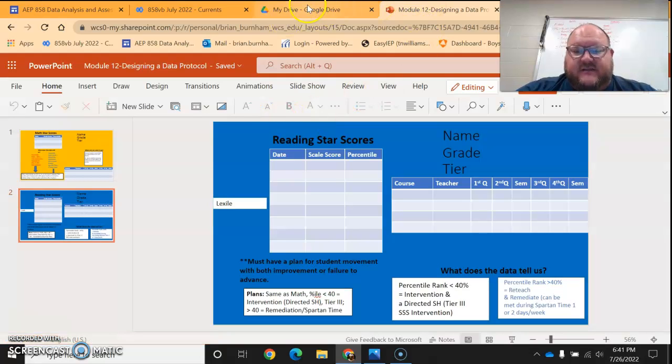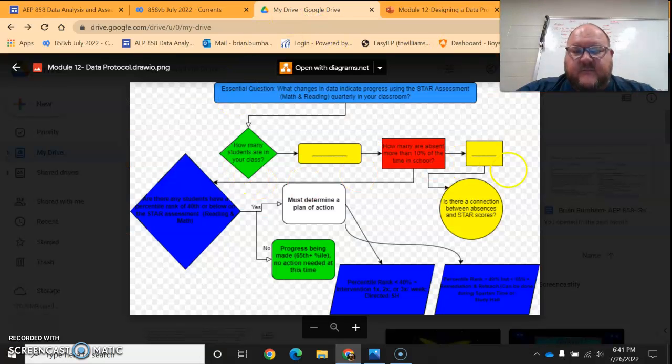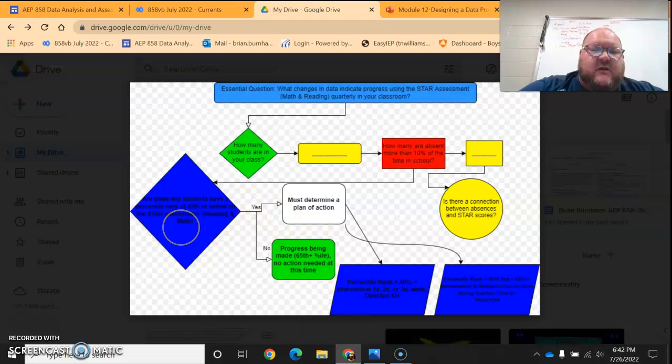And then let me show you this. It's the same information, but I kind of organized it the way everybody else did. This is my last attempt. What changes in data indicate progress using the STAR assessment? Well, how many students are in the class? How many students are absent more than 10% of the time that they're in school? And once we have that information, can we make a connection between the absences and their STAR scores? And then, as you can see, are there any students that have a percentile rank at or below the 40th?